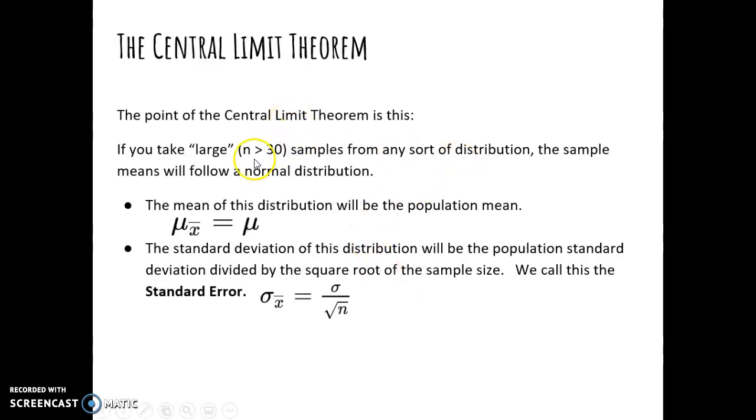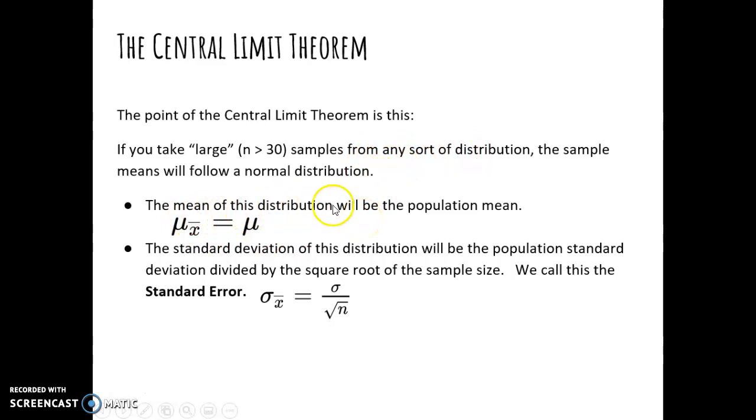So how large is large enough? We're going to say large is a sample size that is more than 30. So if it's a sample size that's less than 30 and the distribution was already normal, then it's fine. The sample averages will also be normal. But if it is not a normal distribution to begin with, let's say it's skewed left or skewed right, or it's bimodal, in that case you will need a sample size bigger than 30. And if you have a sample size bigger than 30, then the sample means will form a normal distribution.